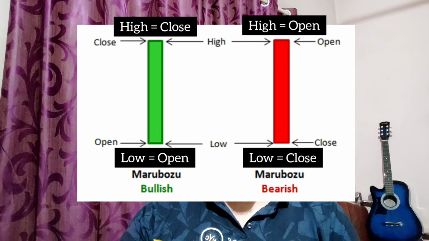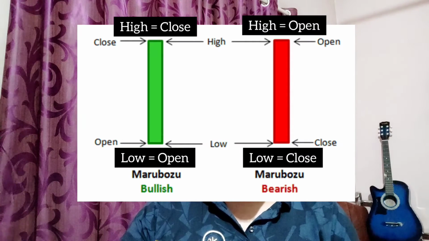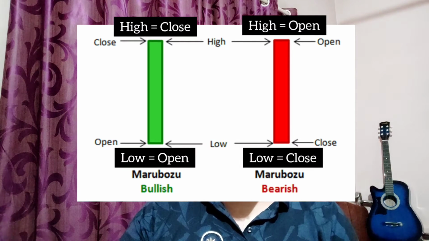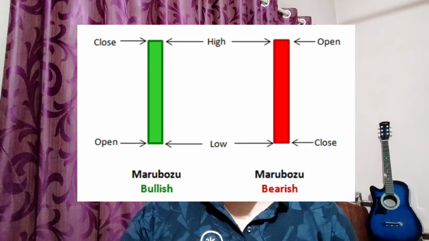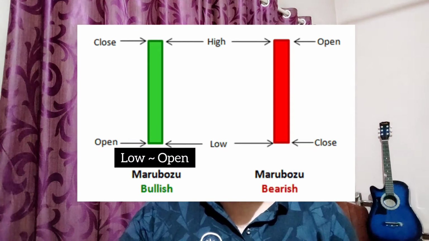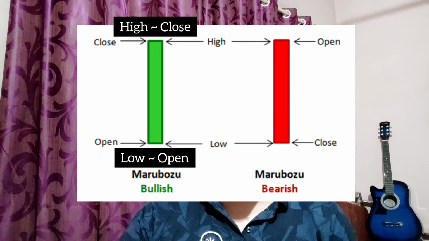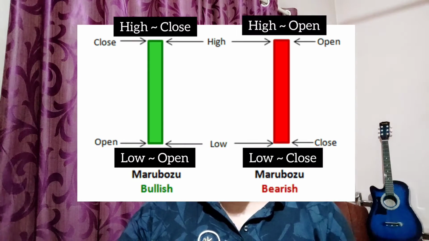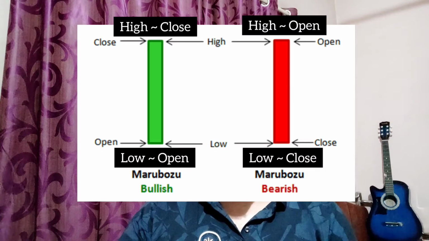Does this mean that this always has to be true for a Marubozu pattern to be formed? The answer is no. As we discussed previously, technical analysis is very much about being flexible. Looking at the greater picture, even if the candle has a small but negligible shadow, it should still be considered a Marubozu candlestick. So we can say that the low should be approximately equal to the open and the high approximately equal to the close for a bullish Marubozu candle, and the reverse, that is the high should be approximately equal to the open and the low approximately equal to the close, for a bearish Marubozu candle to be formed.